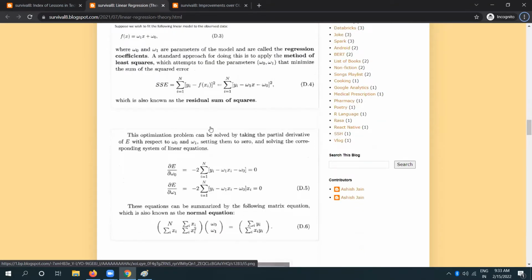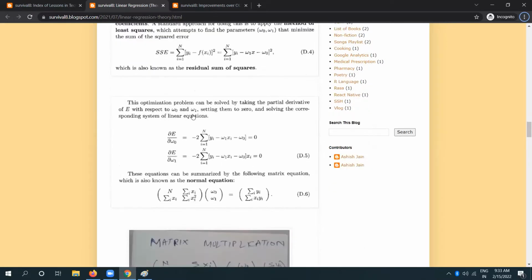Now, if we know the error function, and it's an optimization problem, then this can be solved by taking the partial derivative of the error function with respect to w naught and w1. Because if we expand this sum of squared error function into this form, f of xi is, and yi is a data point.